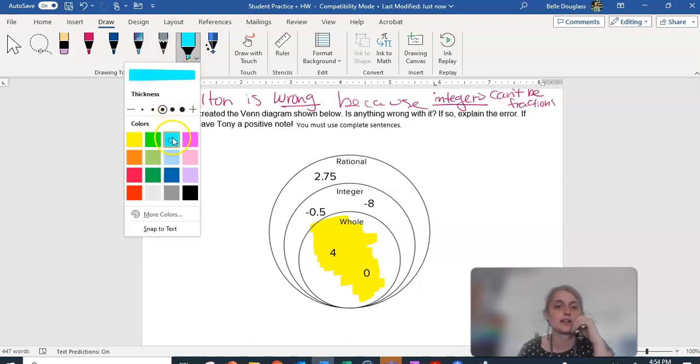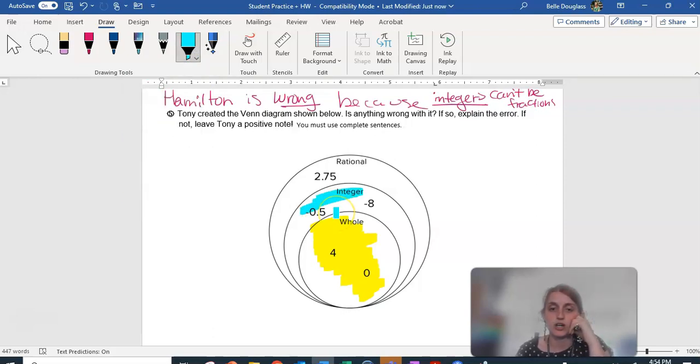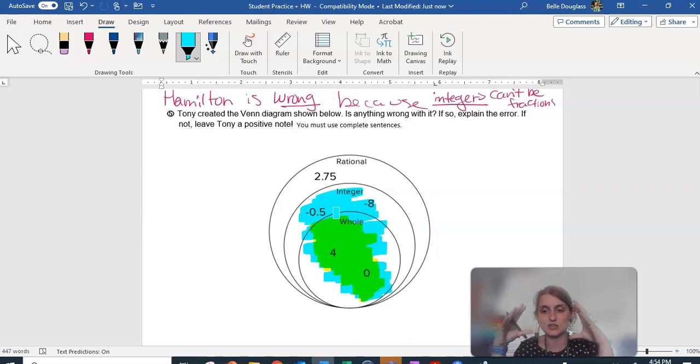Now let's change our highlighter color. We're going to go for blue. Integers. I'm shading the integer circle. Is everything covered in blue an integer? Well, now I just made the yellow green, but we'll pretend that you can still say it's yellow. Oops. 0 is also an integer. That's true. Because the whole number circle is inside the integer circle.